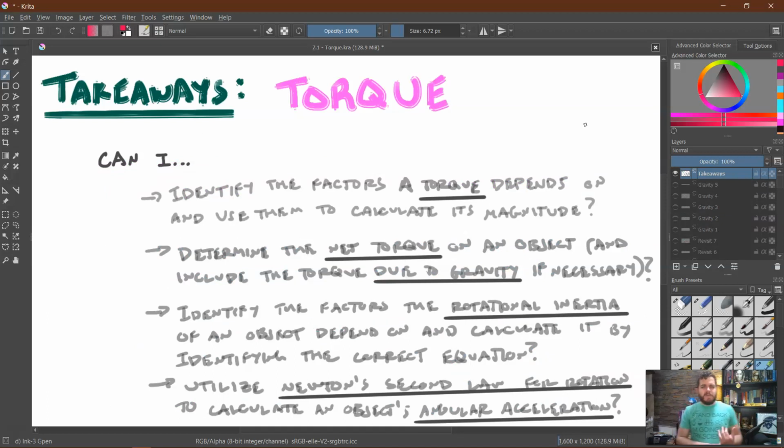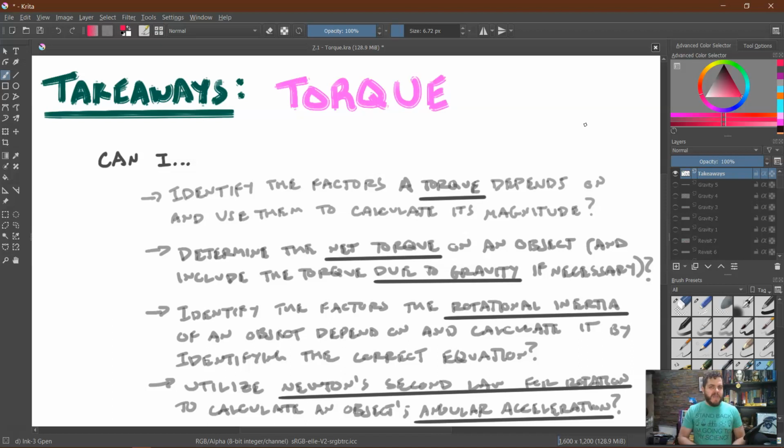One, can we identify the factors that a torque depends on, such as the size of the force, the length of the lever arm, and the angle that we're pushing at, and can we use those to calculate its magnitude? Can we determine the net torque on an object, keeping in mind the positives and negatives from clockwise and counterclockwise, and additionally, do we need to be considering a torque due to gravity? Remember, if the axis of rotation is the center of mass of the object, that's not an issue, but if it's not, we need to consider it then.